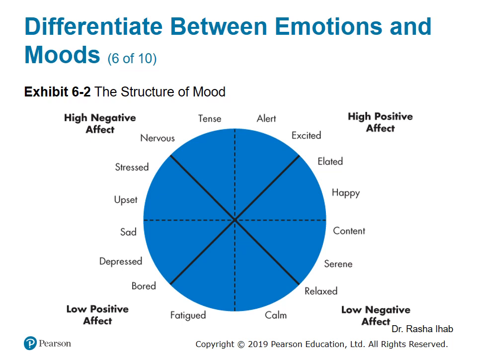The opposite of a high negative affect is low negative. The opposite of the high is the low. Low negative affect, you're going to be calm, relaxed, serene, and content. Okay?